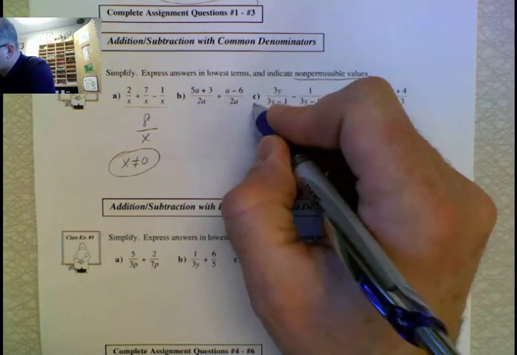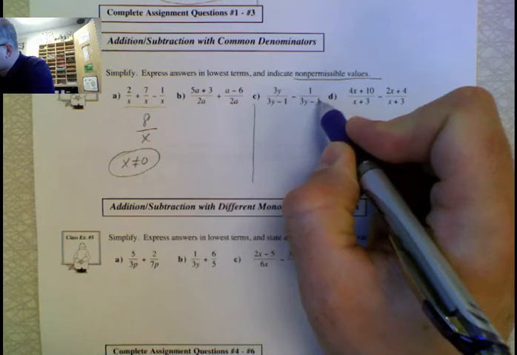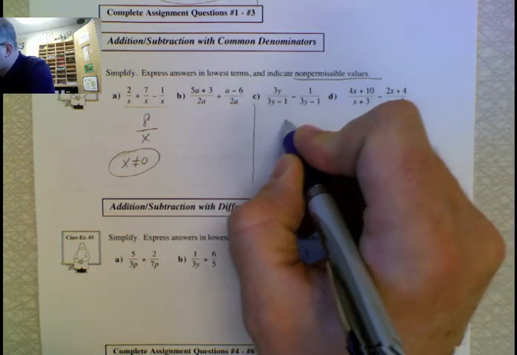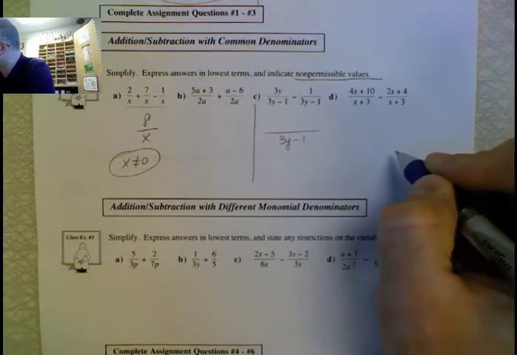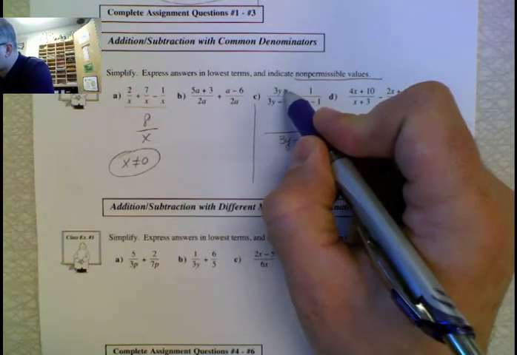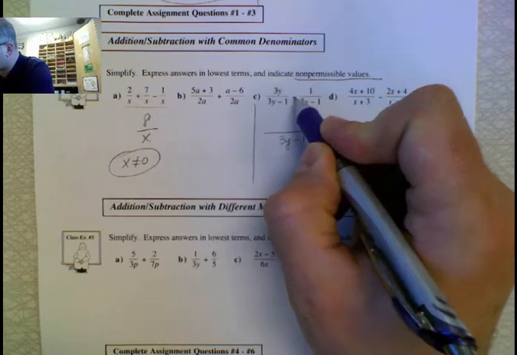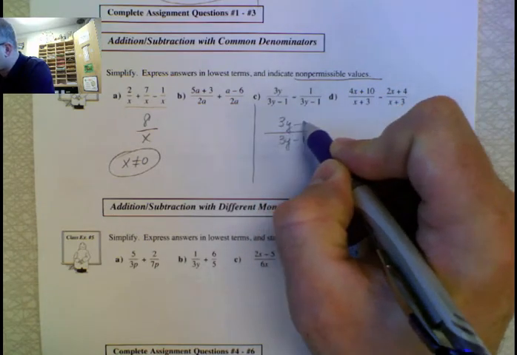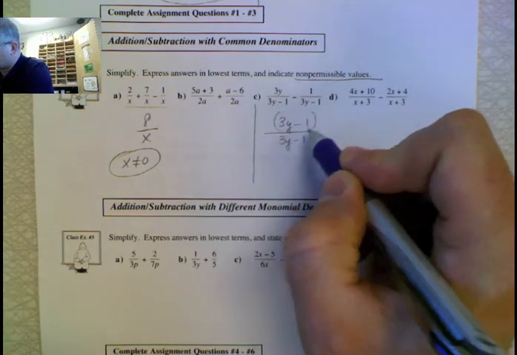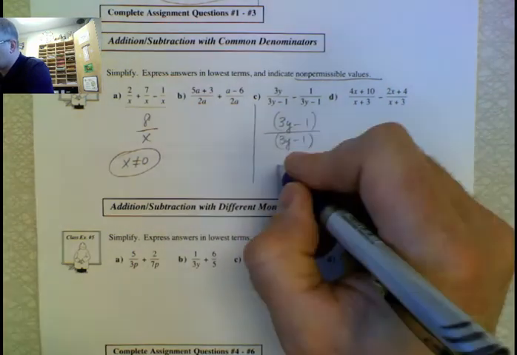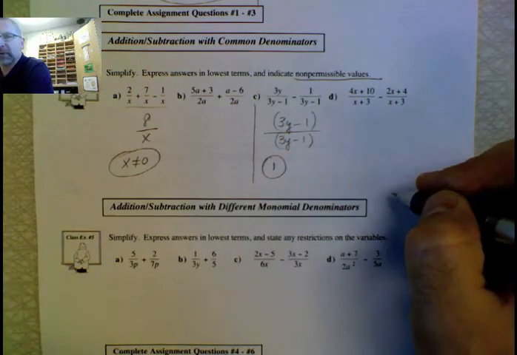Second example we're going to look at is example C here. Now, again, we have a common denominator already. The common denominator is 3y minus 1. Now all we have to do is subtract the numerators. We get 3y minus 1 if we subtract the numerators. Well, if you have a binomial divided by itself, the answer when you simplify it is 1.